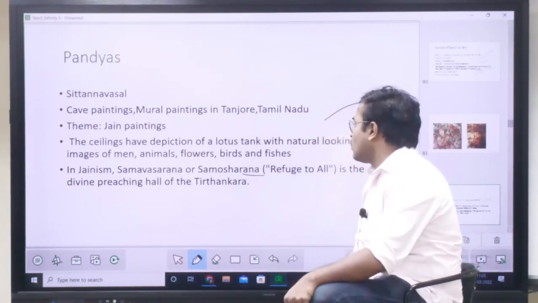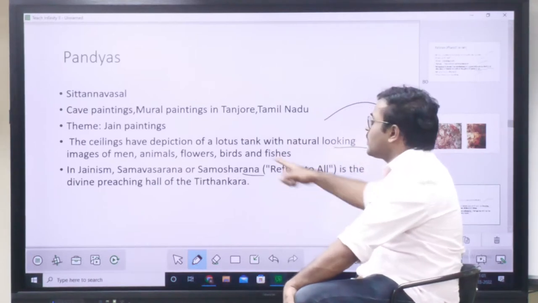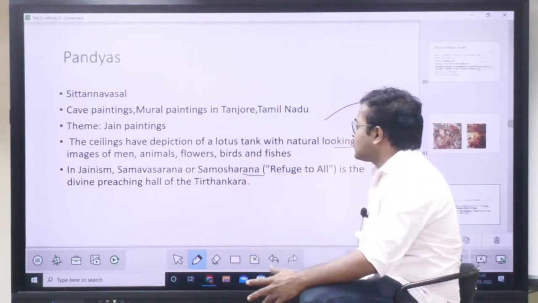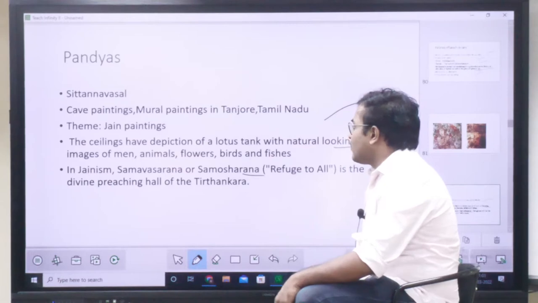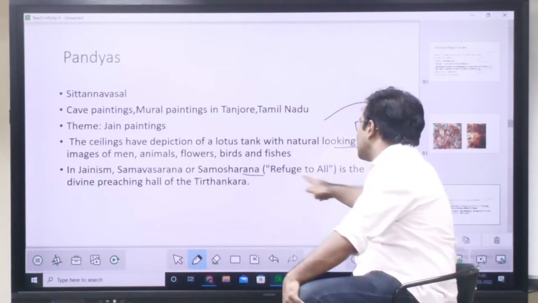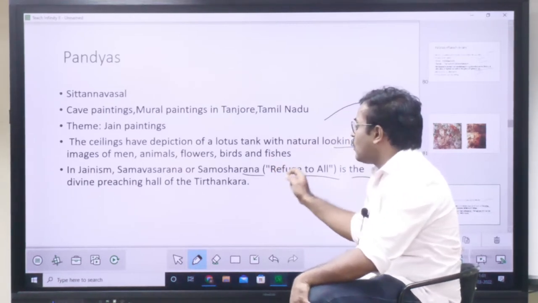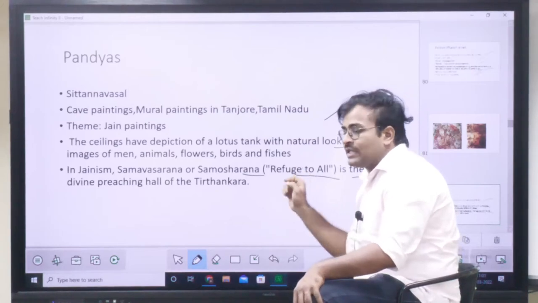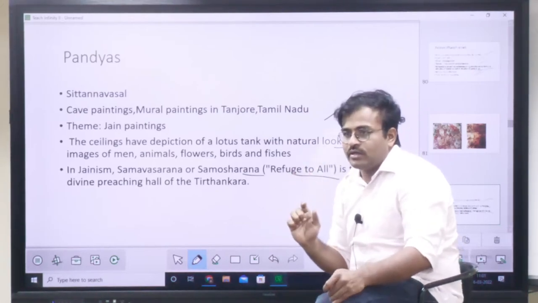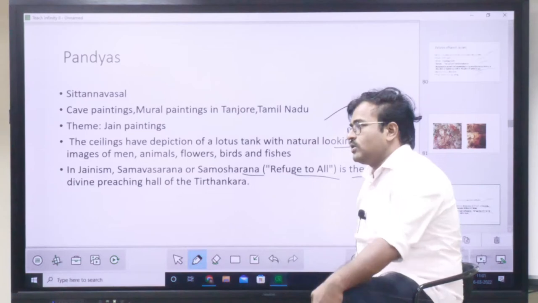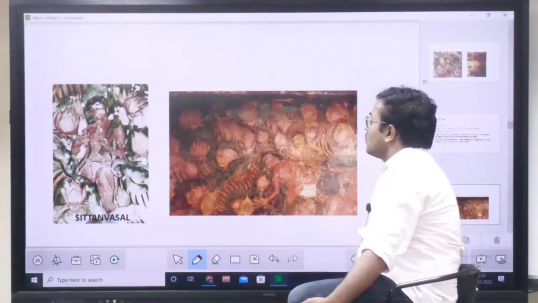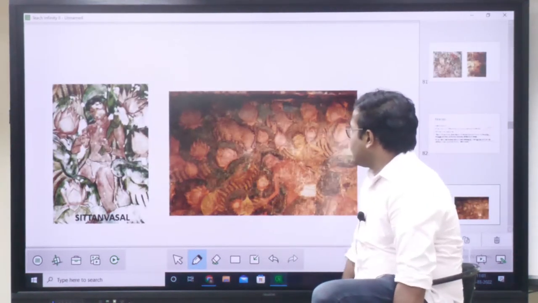The ceilings have a depiction of a lotus tank with natural looking images of men, animals, flowers, birds and fishes. In Jainism, Samavasarana or Samosarana is the divine preaching hall of the Tirthankara. It is also known as the paradise in Jainism, where the Tirthankaras teach. So this is the Sittanavasal painting.